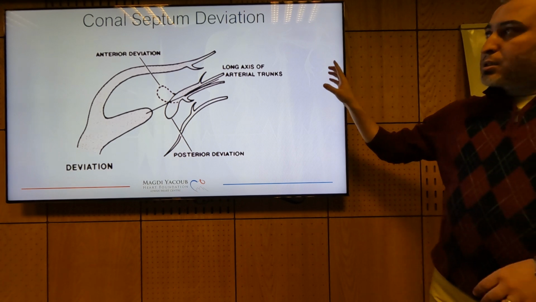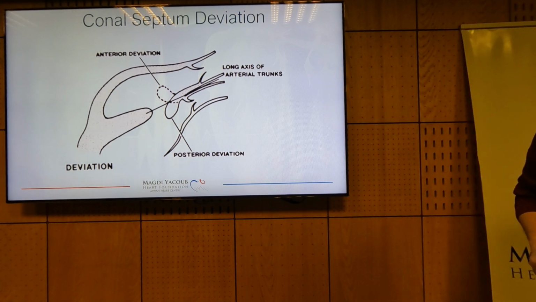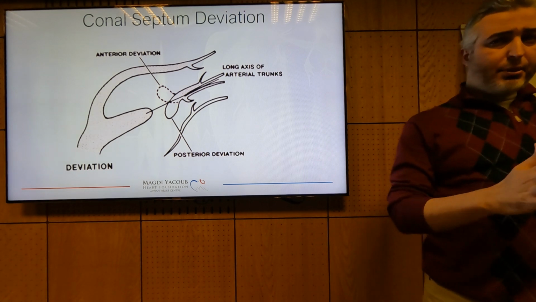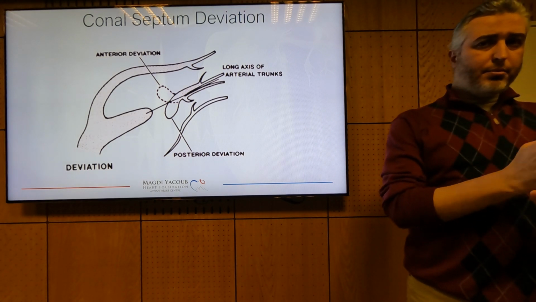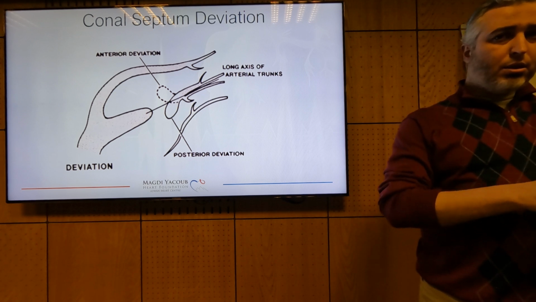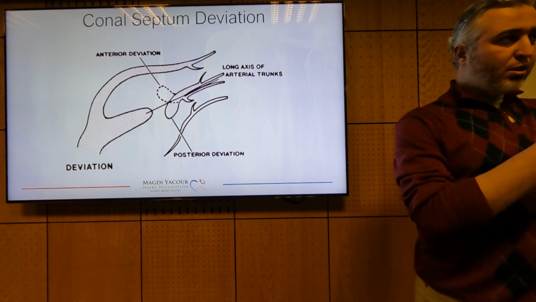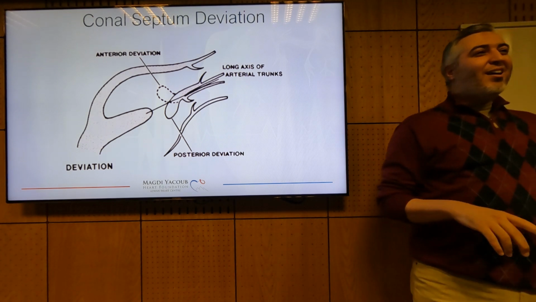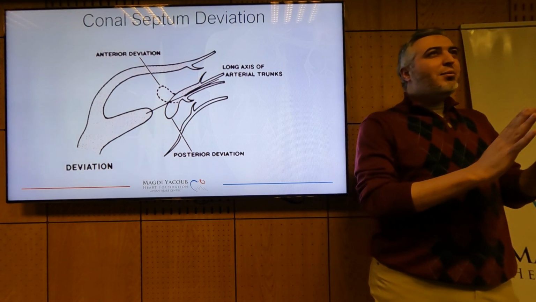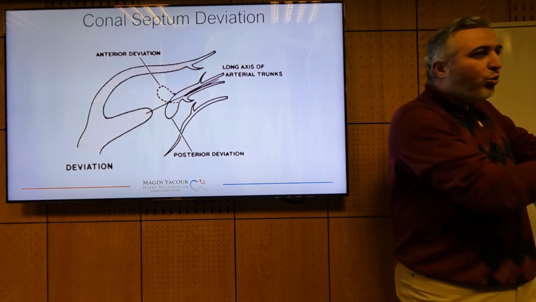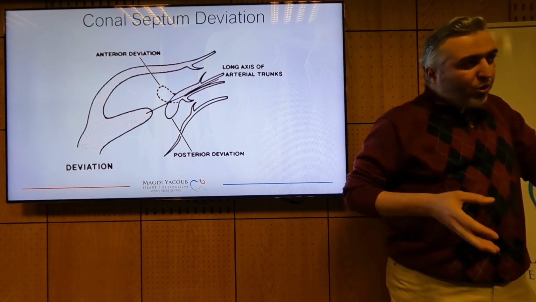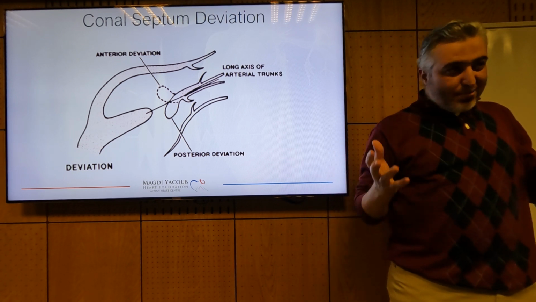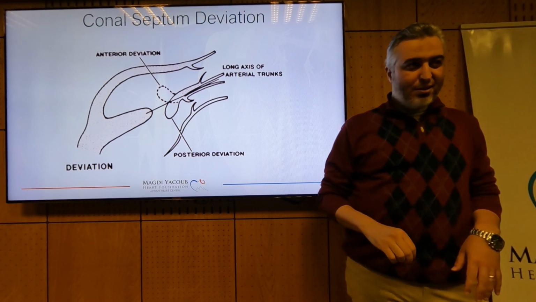Other interesting things is the conal septum deviation. So what is the conal septum? It is the septum that separates between LVOT and RVOT. Wrong. Okay. It is actually the septum that separates between the inflow of the aortic root and inflow of the pulmonary root, which seems to be the same, but they're different.